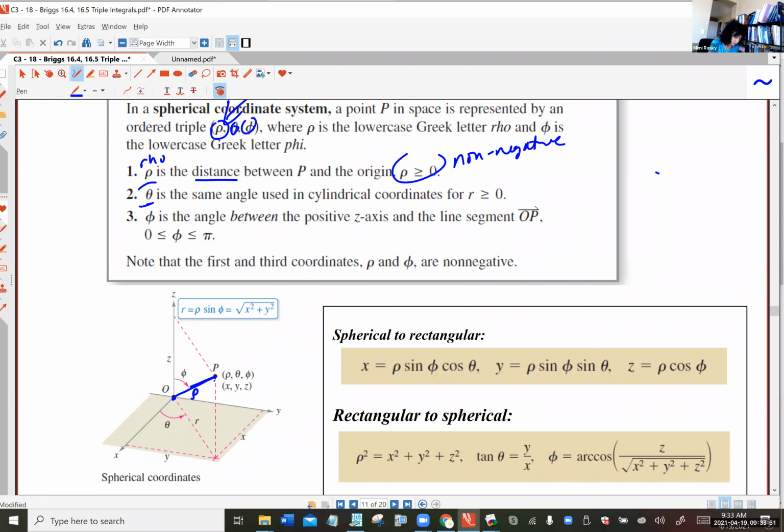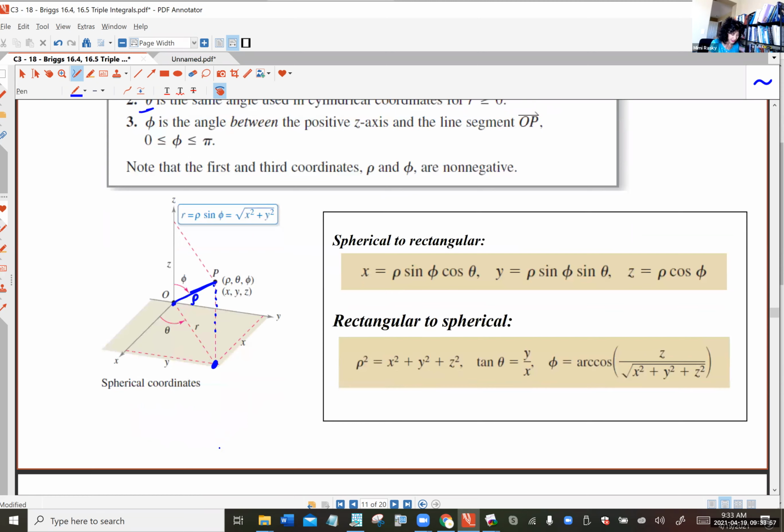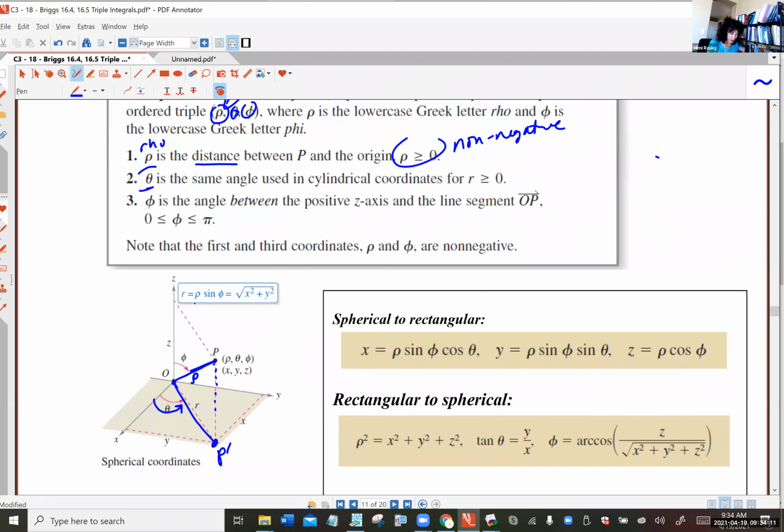So if you project the point P down to the XY plane, you get the shadow that the point P makes in the XY plane. I'll call that point P prime. The angle that the line segment OP prime makes with the positive x-axis, which is the same as in polar, is your theta. That's going to go second. So you know theta already. Thank God it's the same theta as before.